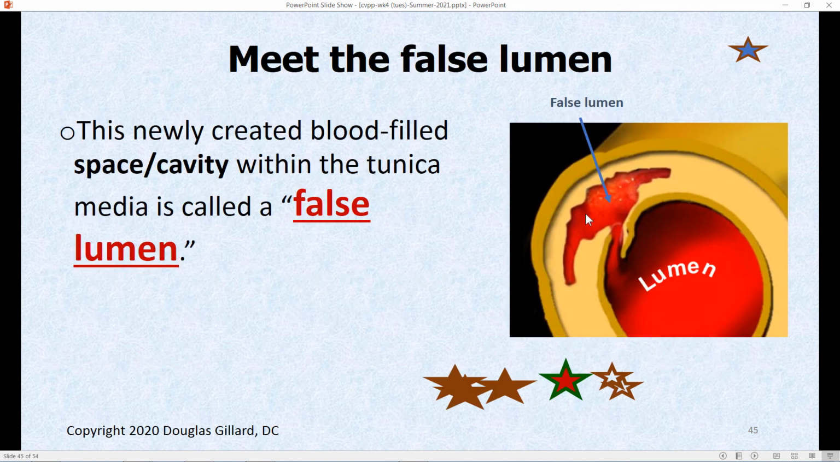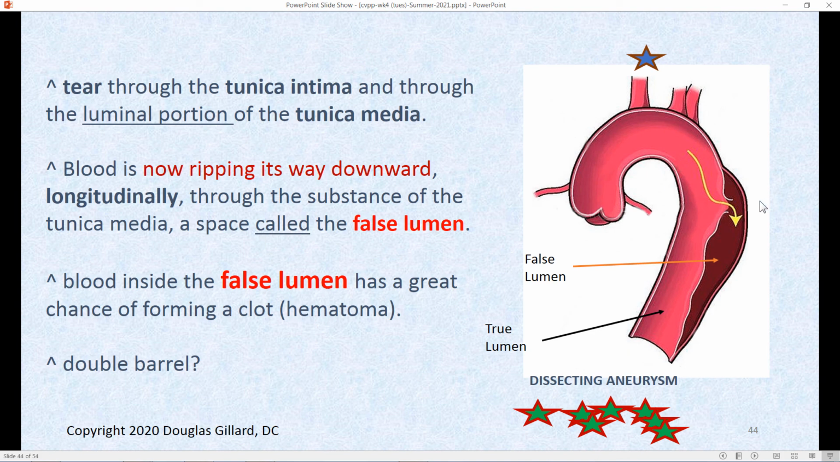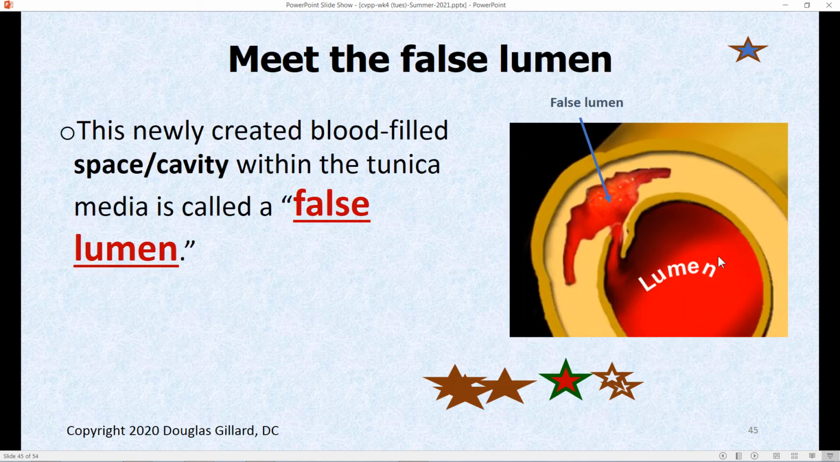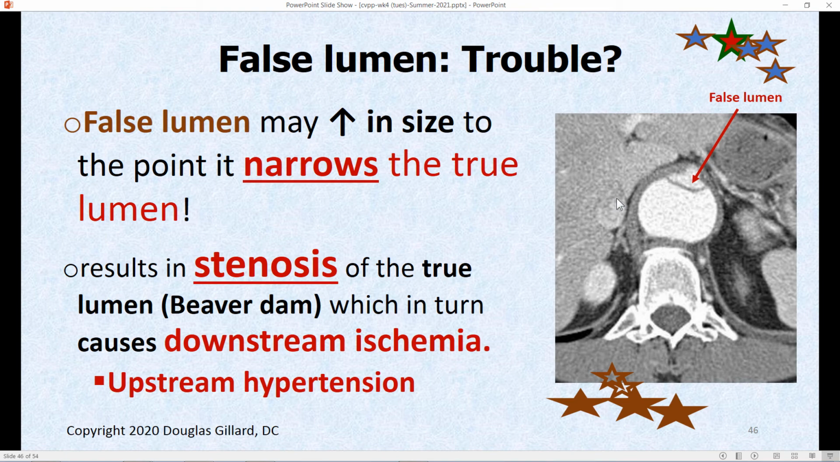Right, another view of the false lumen. So this is the true lumen. So we've actually created a new lumen, right? On CT scan, which is a slice like an axial CT, it looks like you have two lumens. So the fake one here is called the false lumen. But this can get really big, and it can actually push into the true lumen and narrow it. So it can cause stenosis.